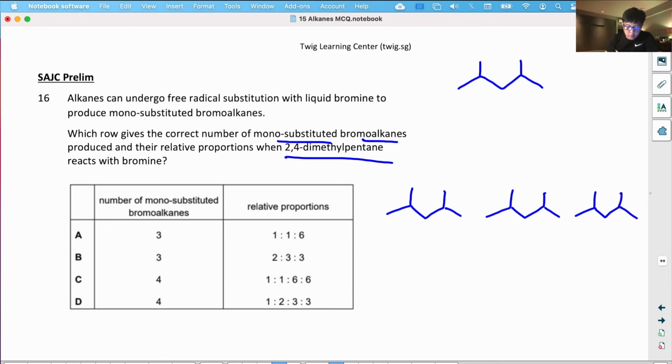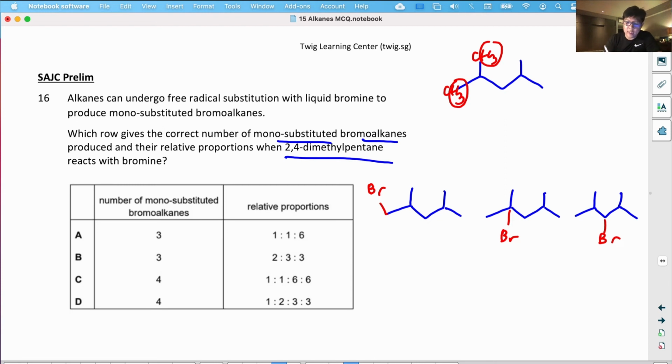So the first one would be, I'll put the Br over here. Whether you put the Br, because these 2 are CH3, right? So whether you substitute this H here or H here with Br is actually 1, right? And the second Br can be on this carbon, and the third Br will be on this carbon, right? So let's check it out.